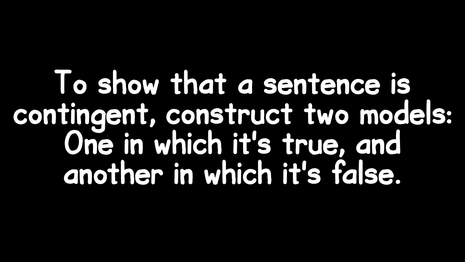The video has covered constructing models to make a particular sentence true or false. By constructing two models, we can show that a sentence is contingent. In the next video, we'll talk about constructing models to show that arguments are invalid.